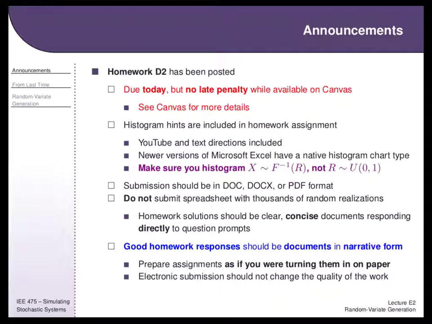Because we ask you to generate, say, 1,000 samples, people will sometimes just submit a spreadsheet with 1,000 numbers and expect that to be their submission. We really want the submission to be in a doc format. It needs to be clean and legible, and ideally in narrative form so the grader can follow it through and understand: I'm doing this part, then this part, and these are the reasons why.